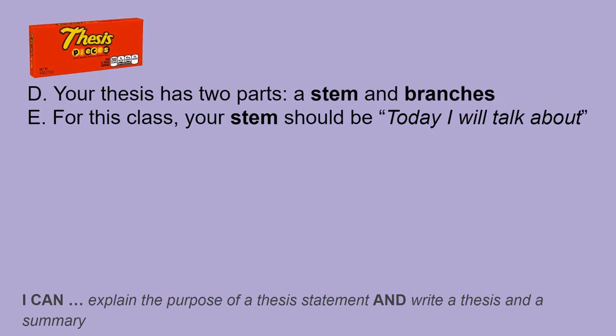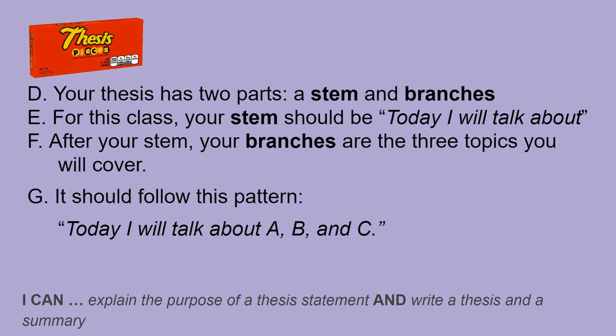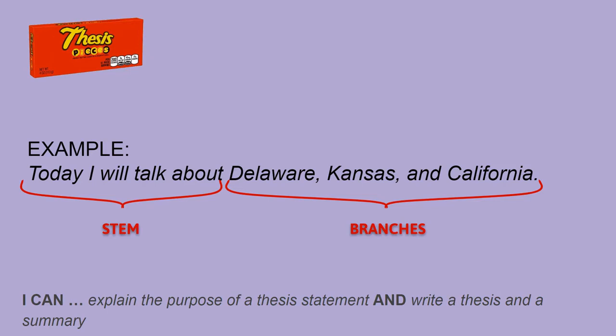If you can keep those words in your head, you're going to do really, really well when you start to actually write speeches. After your stem, your branches are the 3 topics that you are going to cover. It should follow this pattern. Today I will talk about. That was my stem. Then A, B, and C are my branches. So, for example, today I will talk about Delaware, Kansas, and California.